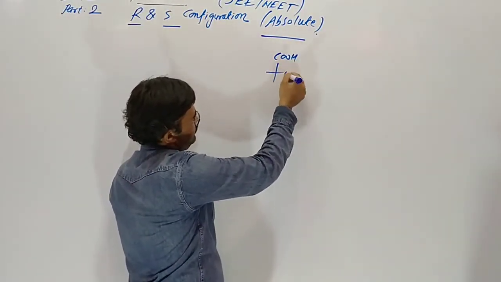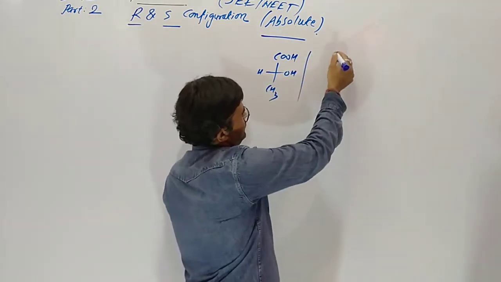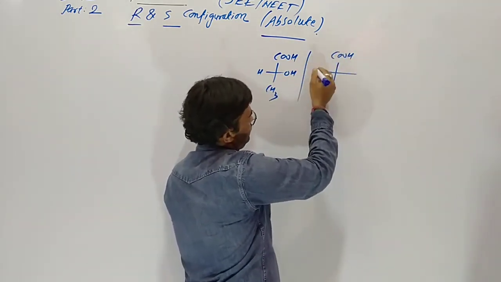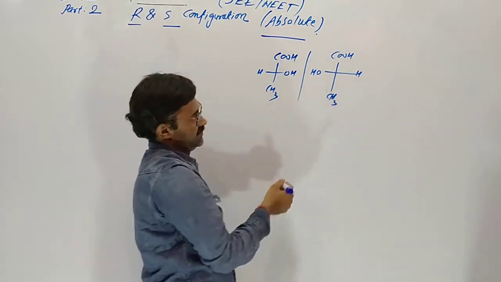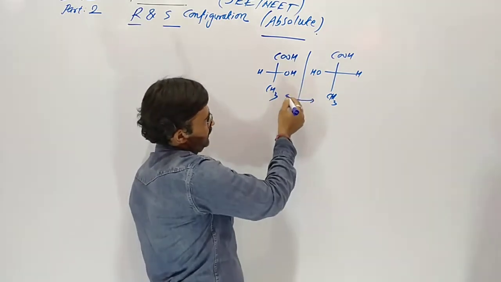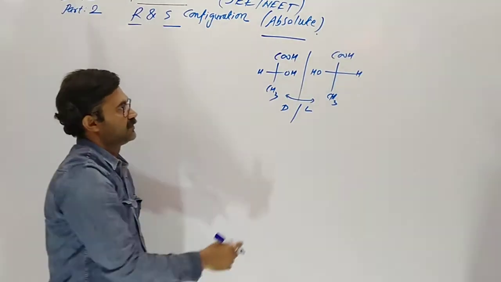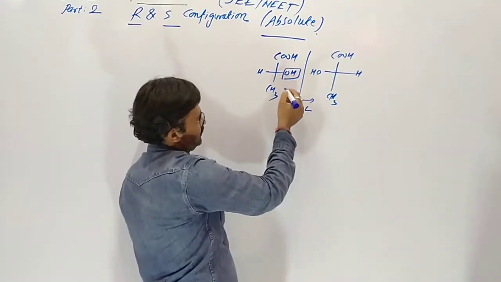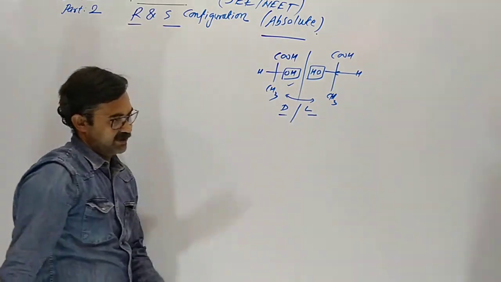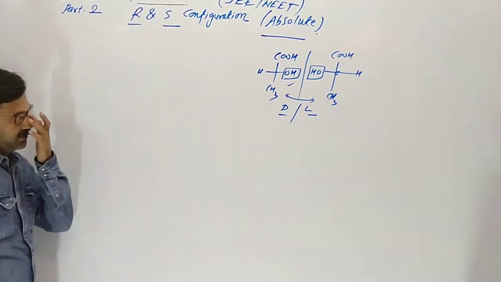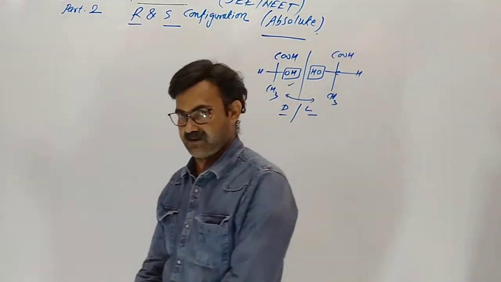D and L is relative to each other, referring to each other. So both are depending on each other, the D and L configuration. On the chiral carbon, OH group on the right-hand side or OH group on the left-hand side, so D L. Here R and S is absolute, it has no connection between them.